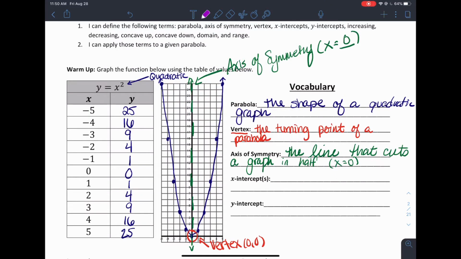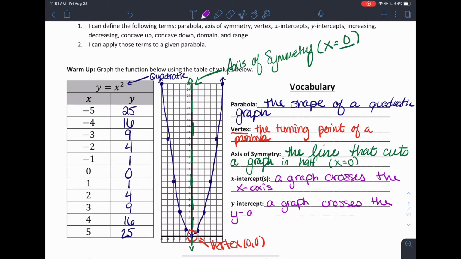We should know what x and y intercepts are. That's review. But remember, x-intercepts is where a graph crosses the x-axis, while a y-intercept is where a graph crosses the y-axis, right? And in this case, it's the same point, right? Like right there is my intercepts, so it's 0, 0. But we should be able to find those pretty easy.